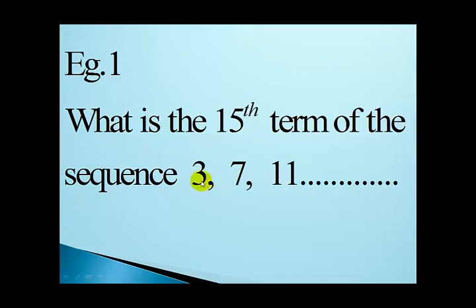This is the linear sequence we are given. It's a linear sequence because it has the same common difference, and you can see that when you look at the sequence, the common difference is 4, because when we add 4 to 3, we have 7. When we add 4 to 7, we have 11, in that order. So this is an example of a linear sequence.